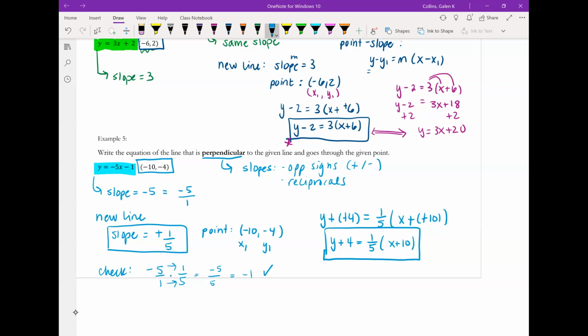So this line and this line are perpendicular. And that's just because of the slopes. And we also know that this line that we just wrote an equation for passes through the ordered pair at negative 10, negative 4. All right, use these examples to help you on the practice that goes with this video.